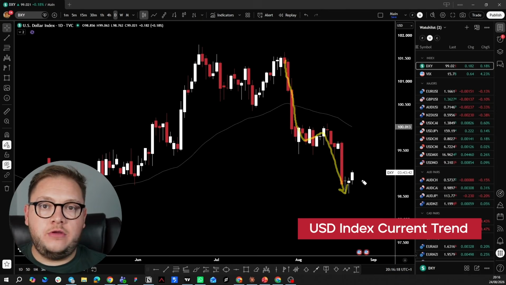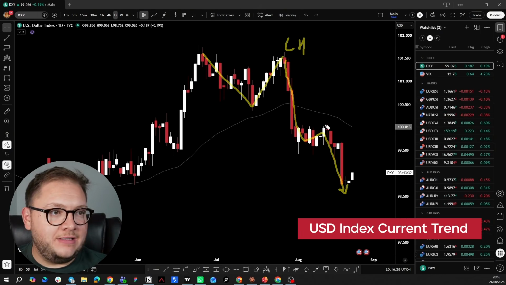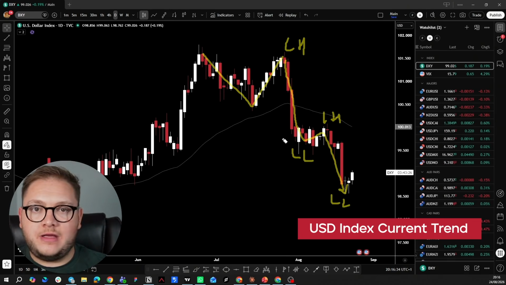Now, we do have a lot of US dollar data coming up, but from a technical perspective at the moment, we can see that the market is starting to form a downward trend. We have these clear lower highs forming in the market and a new lower low. So the market for the US dollar at the minute is leaning towards that bearish side, and that's been because we've had really poor macro data out of the US.